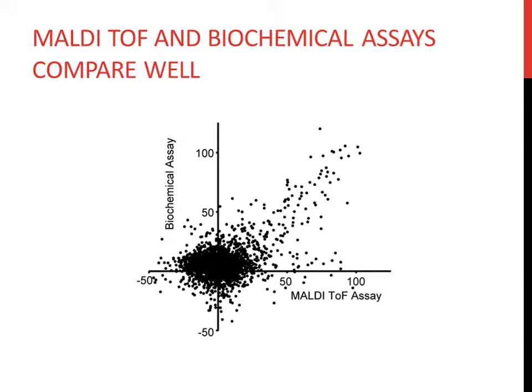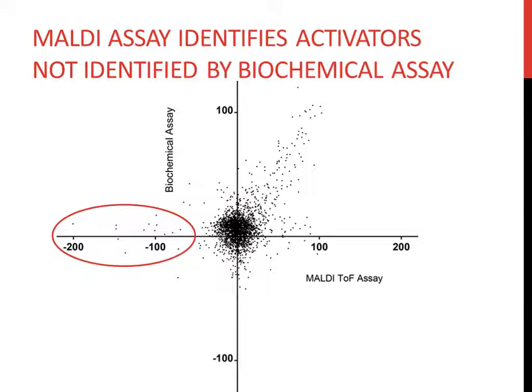And what was also quite interesting was this area at the bottom here. These are compounds that seem to activate our kinases rather than inhibit them. And it's been something that has been quite difficult in the past to find. In some cases, you want to actually find kinase activators, but in most biochemical assays it's almost impossible to look for activators. In this MALDI assay, we found some of these activators, and we looked at them.